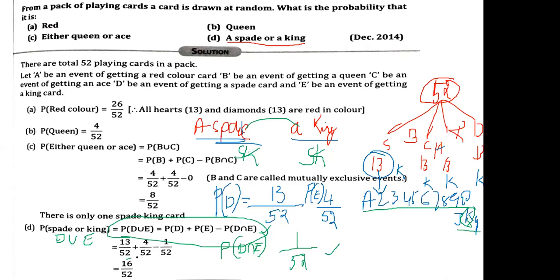Now, since the denominators are the same, just check the numerator. 13 plus 4 is 17. 17 minus 1 is 16. So, the probability of getting a spade card or a king card is 16 by 52. This is the final probability. Understood? Any doubts here?